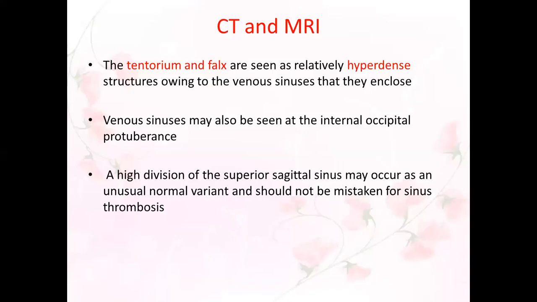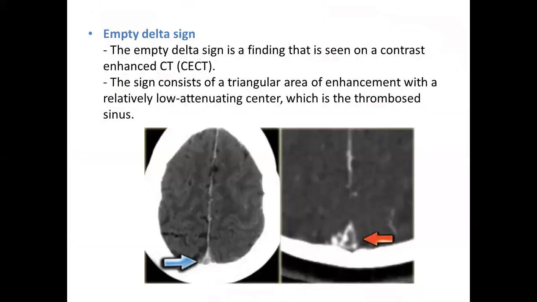CT and MRI. Tentorium and folds are seen relatively hyperdense because they contain the venous sinuses. The venous sinuses may be seen near the internal occipital protuberance, which we said is the confluence of veins. High division of superior sagittal sinus may occur as an unusual normal variant and should not be mistaken for sinus thrombosis. This picture, contrast enhanced CT, shows a triangular area of enhancement with a relatively low attenuating center representing a thrombosed superior sagittal sinus.